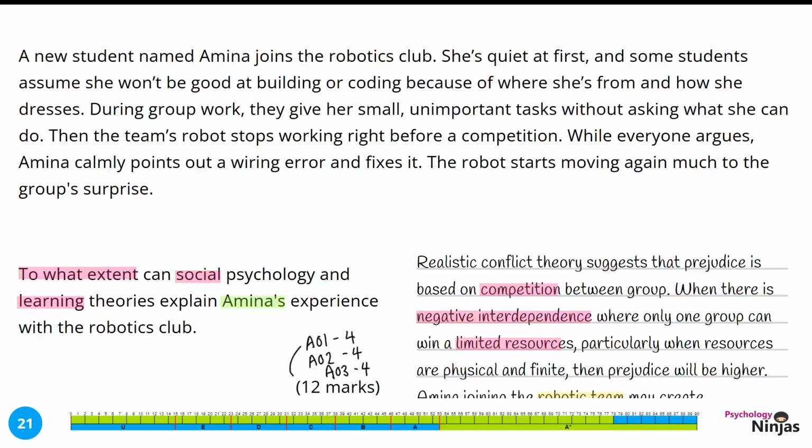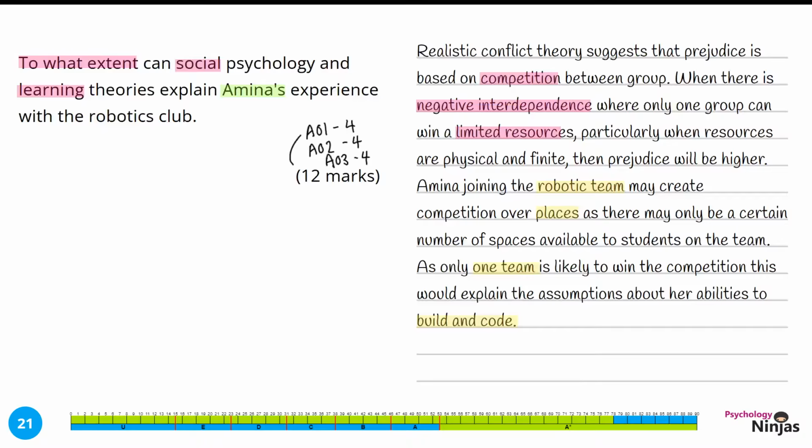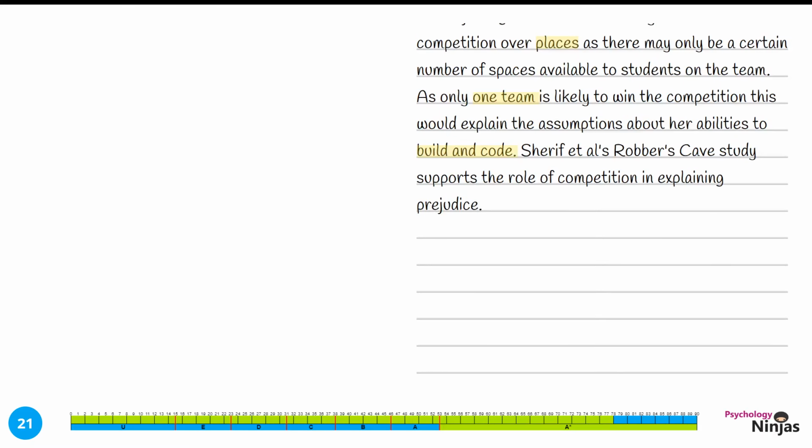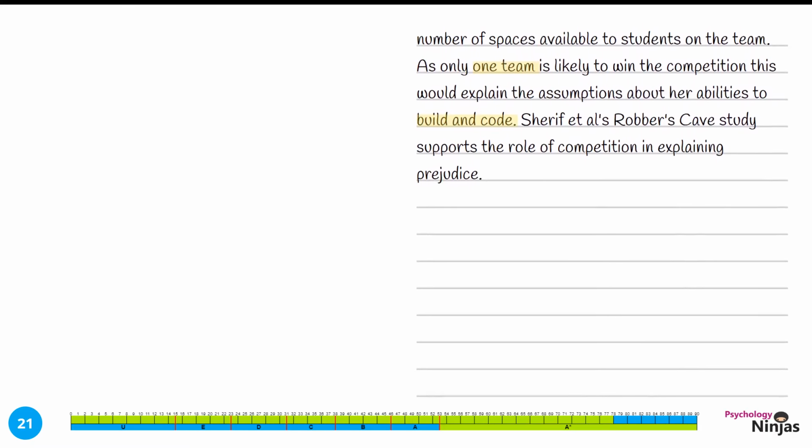We're going to identify this within our STEM in order to ensure that we're using a range of information. We're then going to go into our final skill of evaluation. Sharif et al.'s Robbers Cave study supports the role of competition in explaining prejudice.